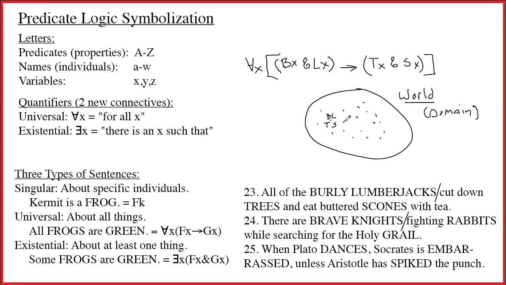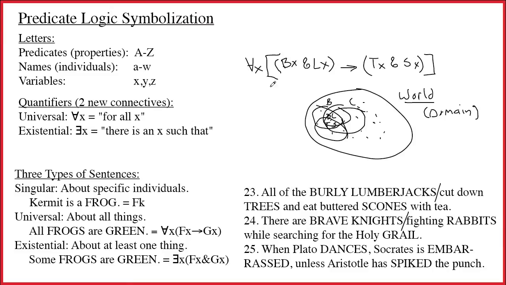We've also talked about this in terms of sets. You can think of properties as sets. So one way to think about this is if you find something that's inside the Burley set, and it's also inside the lumberjack set, then, according to this sentence, it should be inside of the T set and also inside of the S set. Yes, the pictures can rapidly get very messy when you're dealing with multiple properties, but conceptually, the sentence letters, the predicate letters, identify properties, and the properties can be thought of as sets.